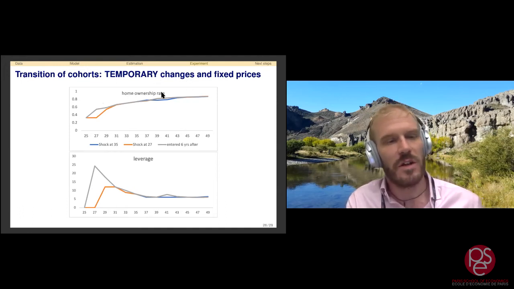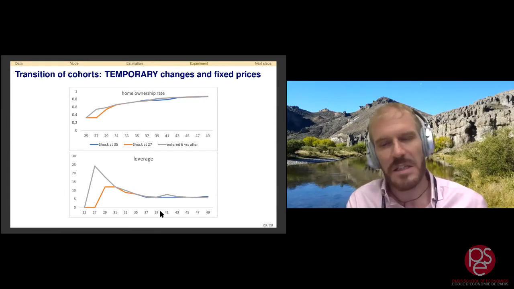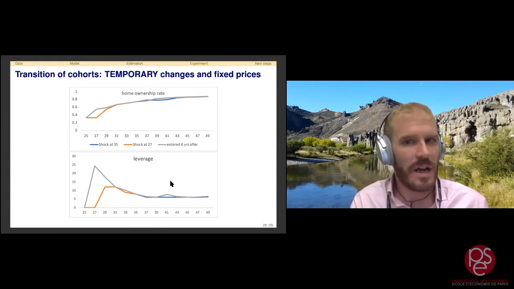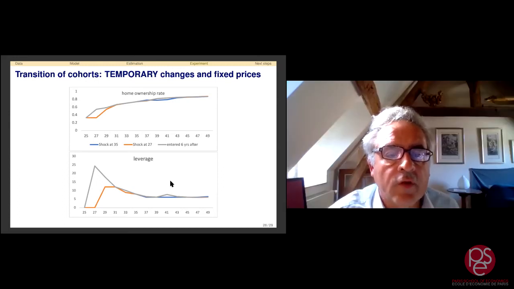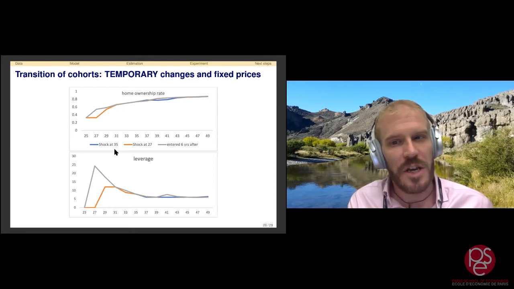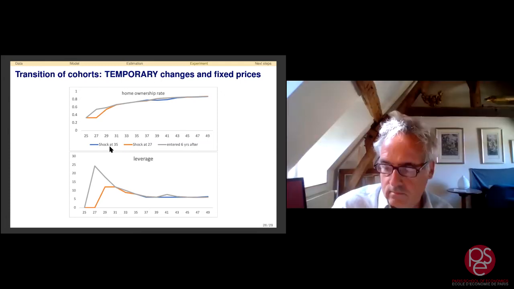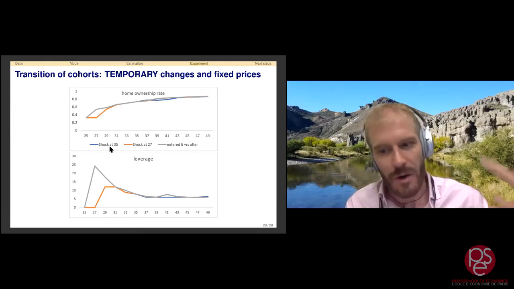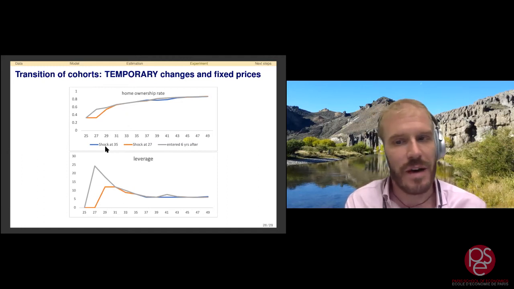So I'm showing you here the home ownership rate and leverage. It's a partial equilibrium analysis. Exactly, this is a partial equilibrium. I didn't call it partial equilibrium because, in a sense, the quantities are determined by demand. Am I correct? Exactly, you're correct. Yes, that's correct. So here I'm showing you three different cohorts. In blue, the blue line is a cohort for whom the shocks, or the crisis, if you want, or the bust, happens when that cohort was 35 years of age.